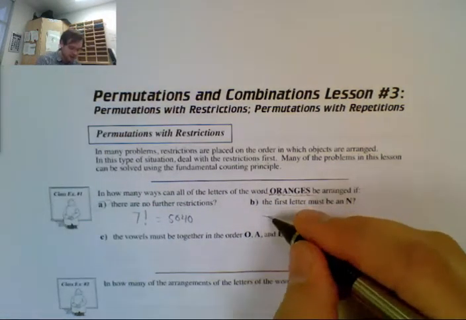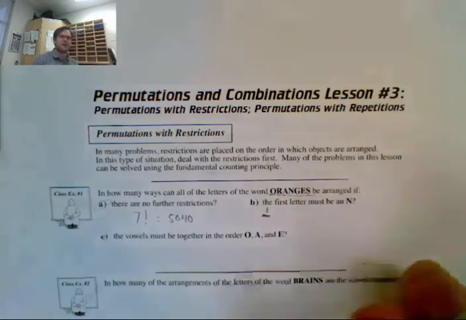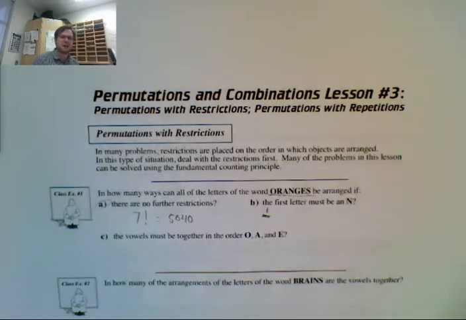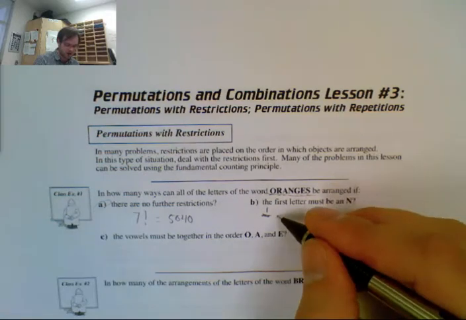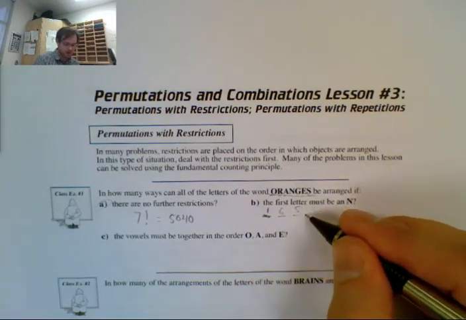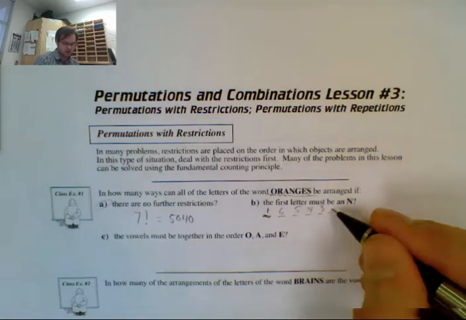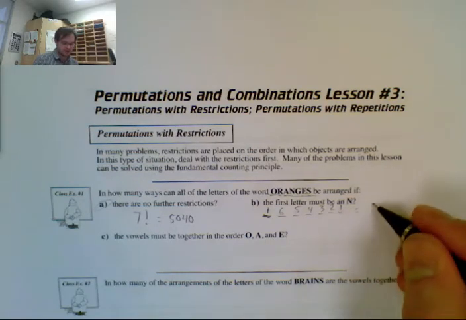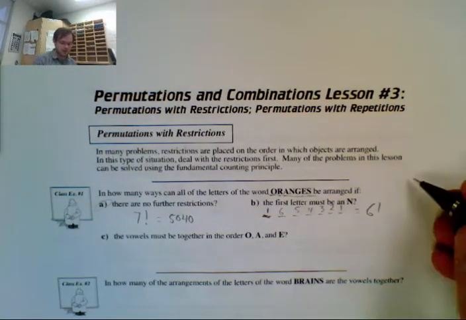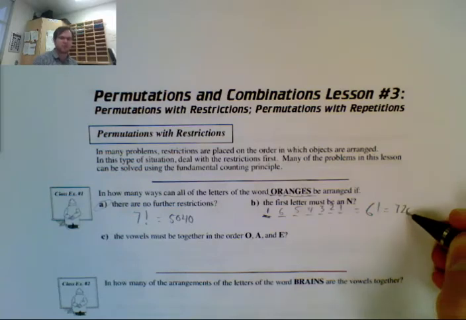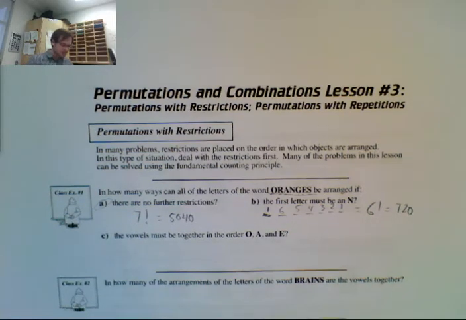So in that case, we must start off with N, right? It must be N to start off with. So there's only one case for there. Then we have 6, 5, 4, 3, 2, 1, which is 6 factorial, which is the same as 720. Okay? Now we look at C.